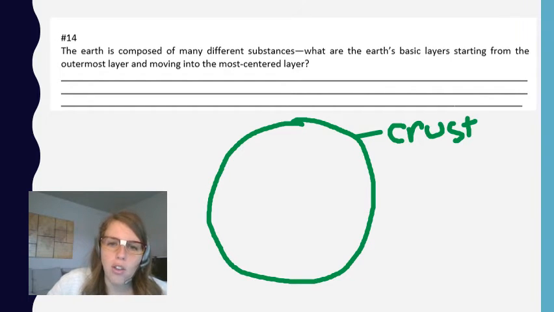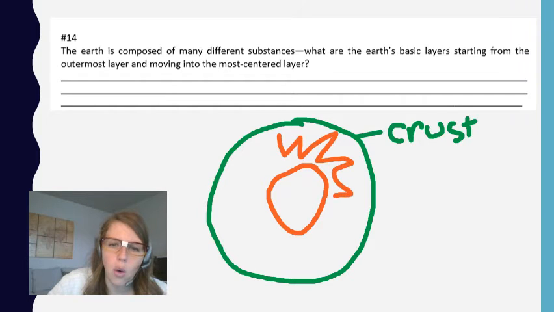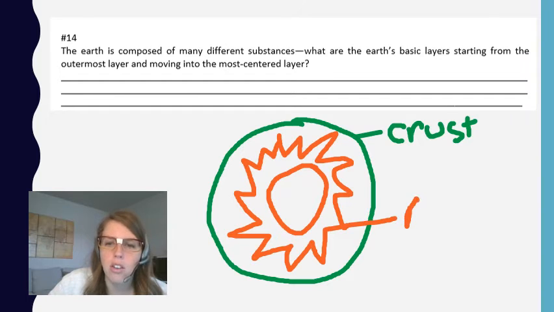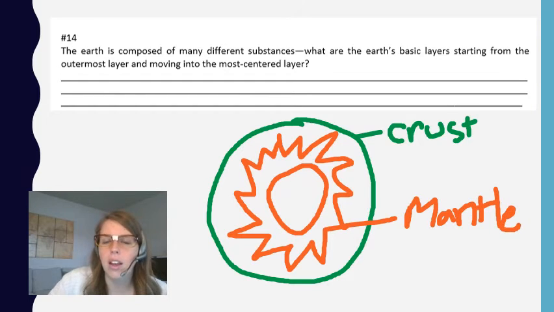Let's go ahead and draw the next layer here. I'm just going to draw this big orange stripy layer. Do you know what it's called? I know you've learned this in probably different classes, but this is called the mantle. It's a thick, really slow moving substance. Do we ever get to see the mantle coming out of the earth?